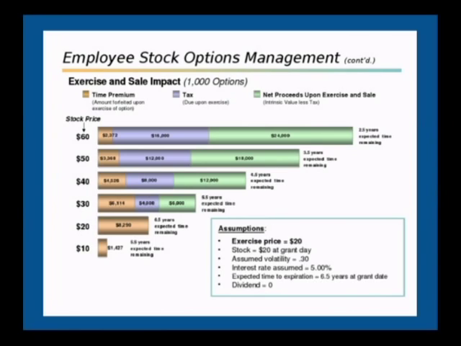What we try to do is say, hold on to these options as long as you can, because we want to avoid that premature exercise, which forfeits the time premium and incurs an early tax. And now, if they raise the tax, it's even going to be more of a penalty.